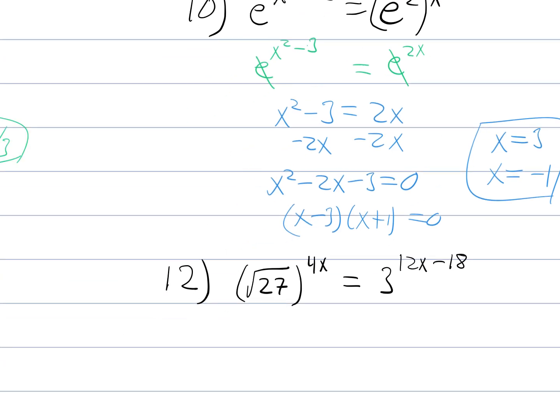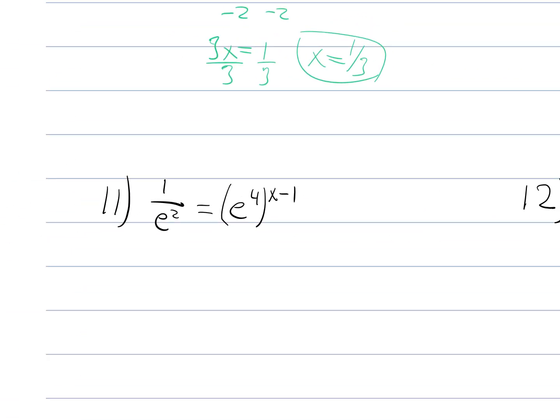All right, let's keep going. Another one with e's. All right, so the 1 over e to the 2nd power, you can change it to a negative exponent and bring it to the top. And then e to the 4 to the x minus 1, you can distribute the 4. You get e to the negative 2 equals e to the 4x minus 4. Cancel out your e's, you get negative 2 is 4x minus 4.